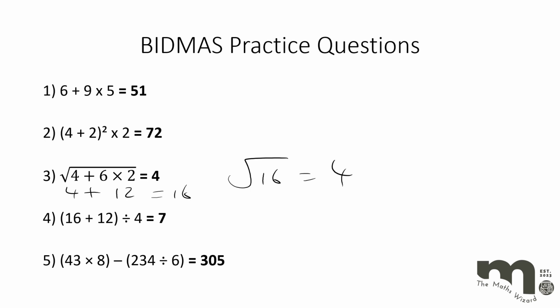This bottom one is actually from a past paper. So we've got to do your brackets first. So 43 times 8 is 344. 234 divided by 6 gives you 39. And when you subtract that, you will end up with 305.